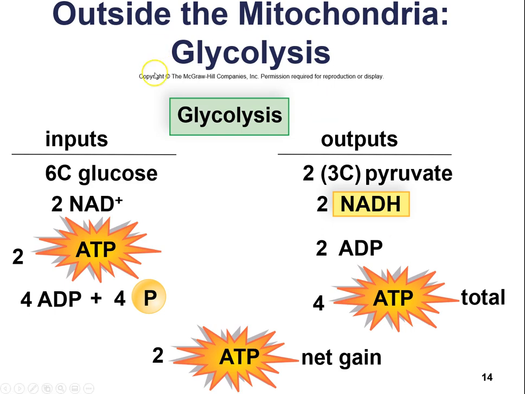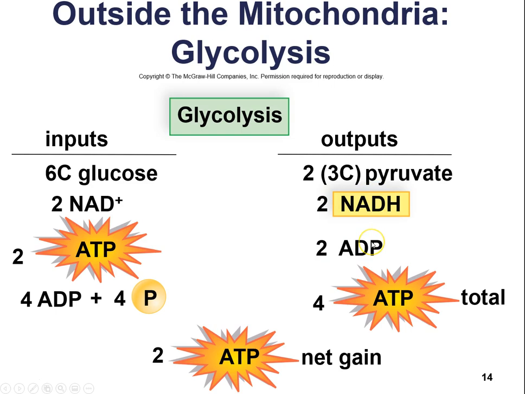All right, so you can see here the inputs for glycolysis. You have glucose, NAD plus, ATP, and ADP going in. In terms of outputs, you're going to end up with pyruvate. You're also going to end up with NADH, which is going to go to the electron transport chain and ultimately generate more ATP. You're going to end up with some ADP, too.